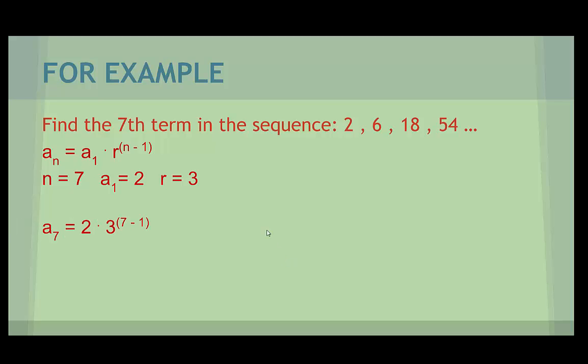Then we would solve like normal. 7 minus 1 is equal to 6. 3 to the 6th power is 729. And 2 times 729 is 1458, which is the seventh term in the sequence.